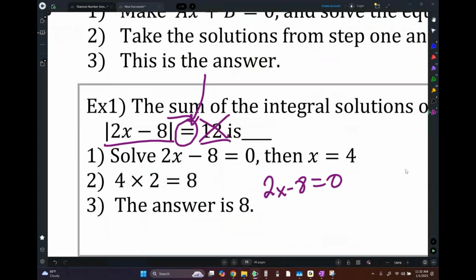Okay, so all we have to do is solve this math problem, right? So we have to add 8 to both sides. I'm not going to go into why this happens. This is basic algebra. Divide by 2, we get x equals 4. Now what you do is you double that answer. So whatever the answer to that math problem is, you double it. If the answer was 4, you double it, you get 8. What does that mean? If you added up the two answers to this problem, the answer would be 8.